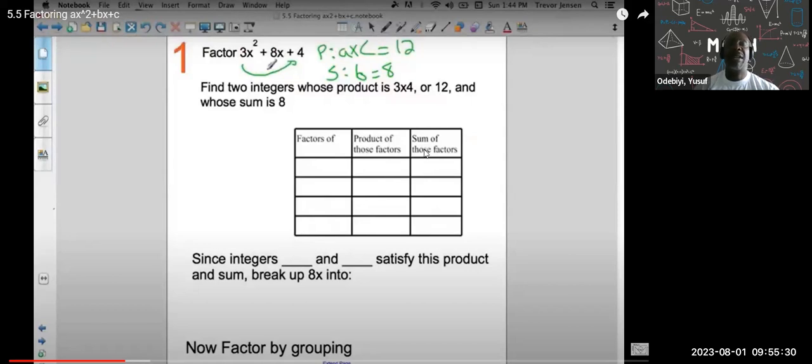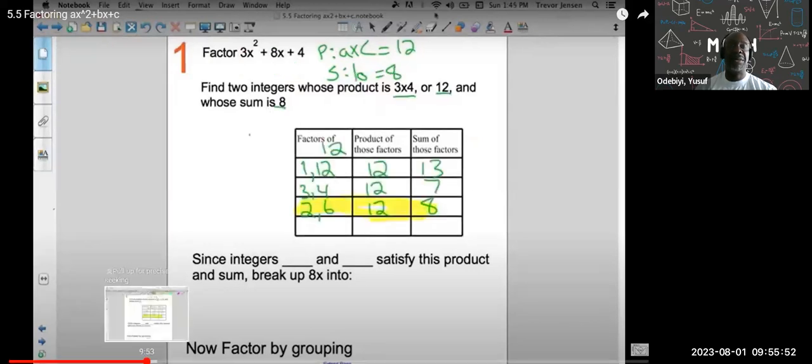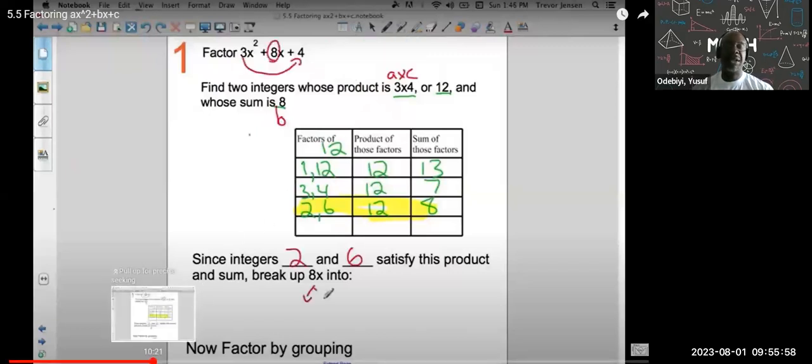Yeah, okay, you're right. Right, 2 and 6. So 2 times 6 gives you 12, and then 2 plus 6 gives you 8. Okay, so that would be the factors you can use, and then you're gonna have to rewrite that. So let's just go here. You can use a table, which we can just figure out, but we know it's 2 and 6.